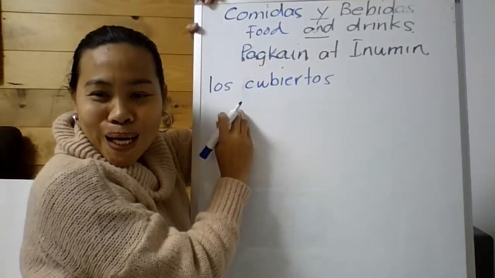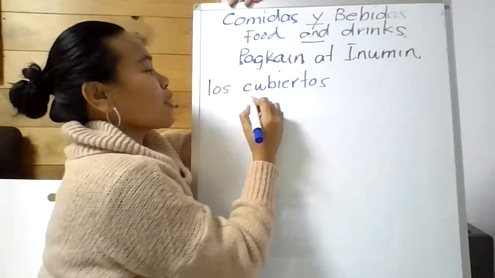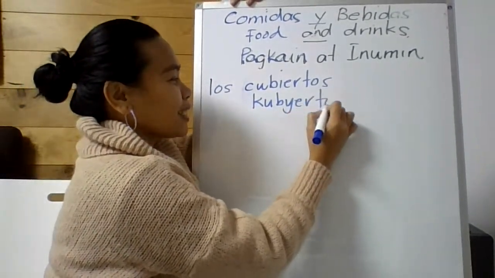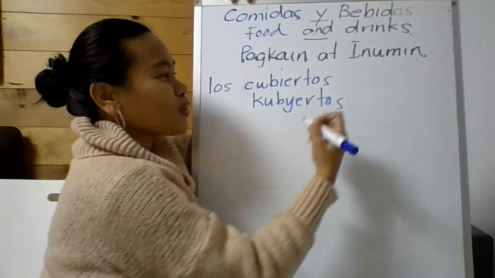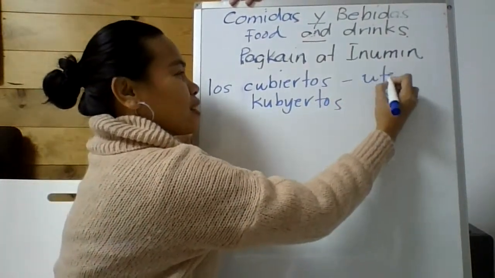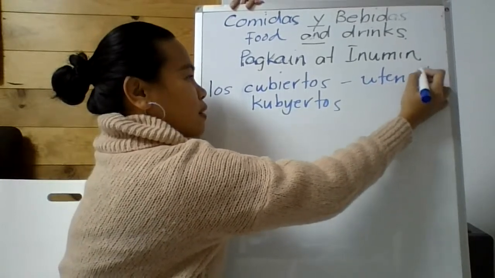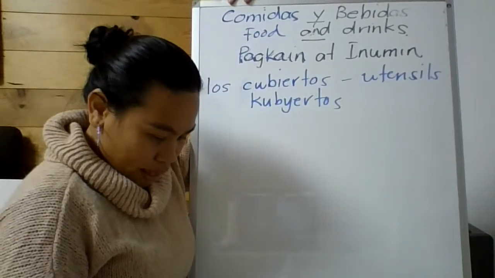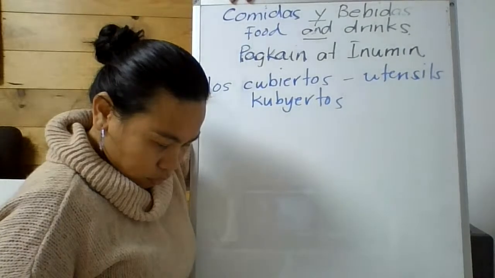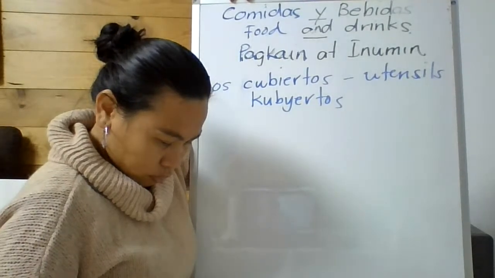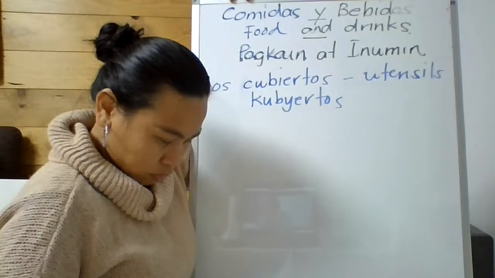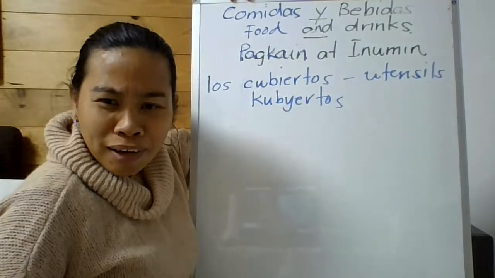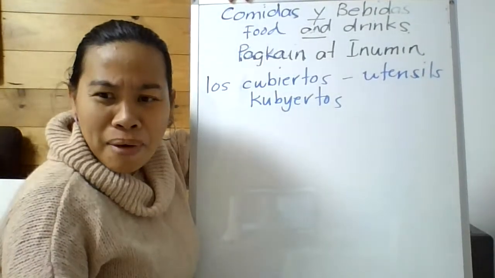Ito, same to sa atin, Tagalog. Los cubiertos. Pero iba lang yung spelling natin. Cubiertos. Okay, see? Cubiertos. Utensils. Okay? The utensils. So, for example, tengo hambre. I am hungry.